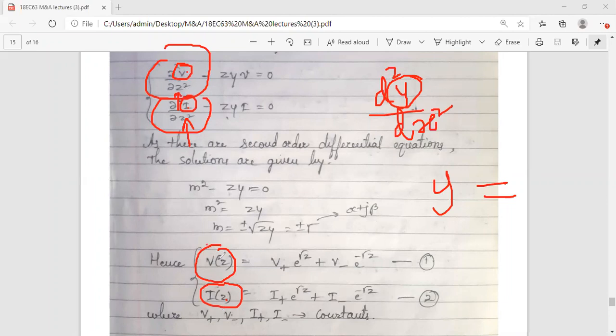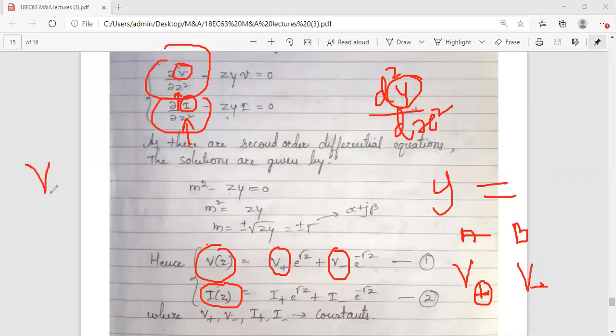So V of z and I of z, I am specifying the solution. Then V of z, how will we write? I have taken the constants as in your textbook, V plus and V minus. You can take A and B also, or C, D, whatever. Any constant you can take. But in your textbook, it is V plus and V minus, as subscripts, a smaller size. Like this it is specified, so let me take the same.